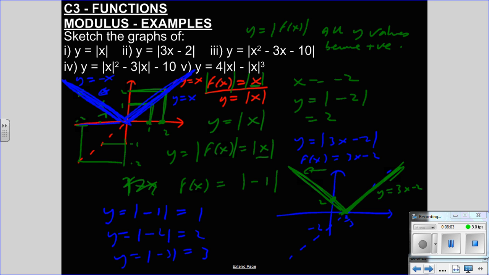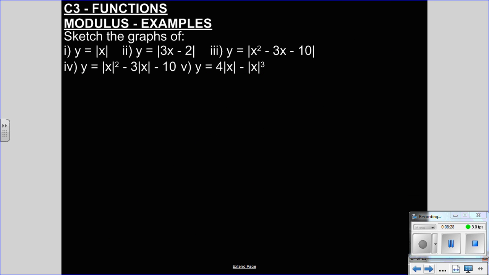So this is y equals 3x take 2. This one though, remember all the y values have been times by minus 1. So therefore we get y equals minus 3x plus 2. All the y values become positive, all the y values have been times by minus 1 when they dip below the x-axis. Okay, let's try that again, but with a quadratic this time.